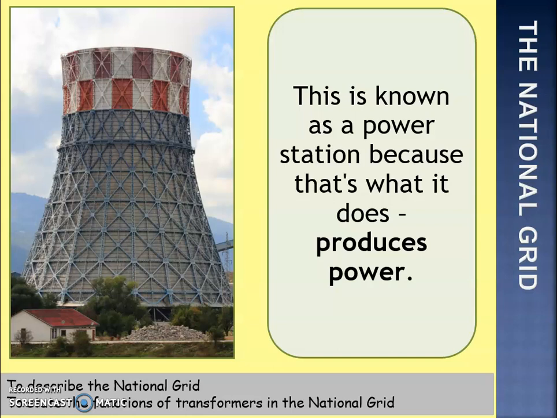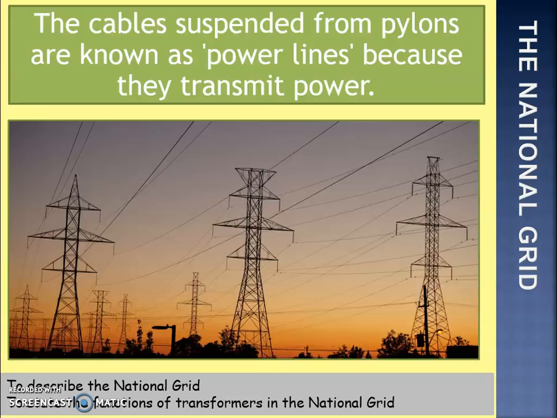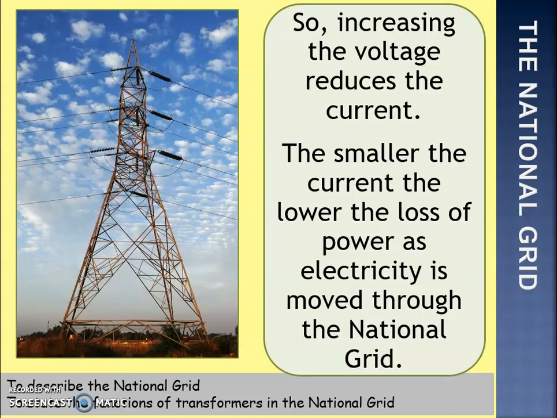Now this is known as a power station because that's what it does, it produces power. Cables suspended from pylons are known as power lines because they transmit power. So increasing the voltage reduces the current. The smaller the current, the lower the loss of power. Electricity is moved through the national grid. So power stations generate power, the power cables will transmit the power.